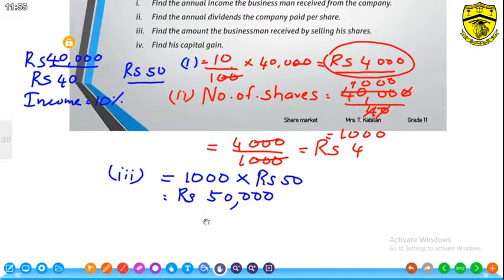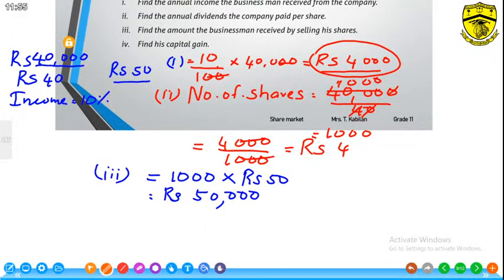Next question. Find his capital gain. How do you find the capital gain?